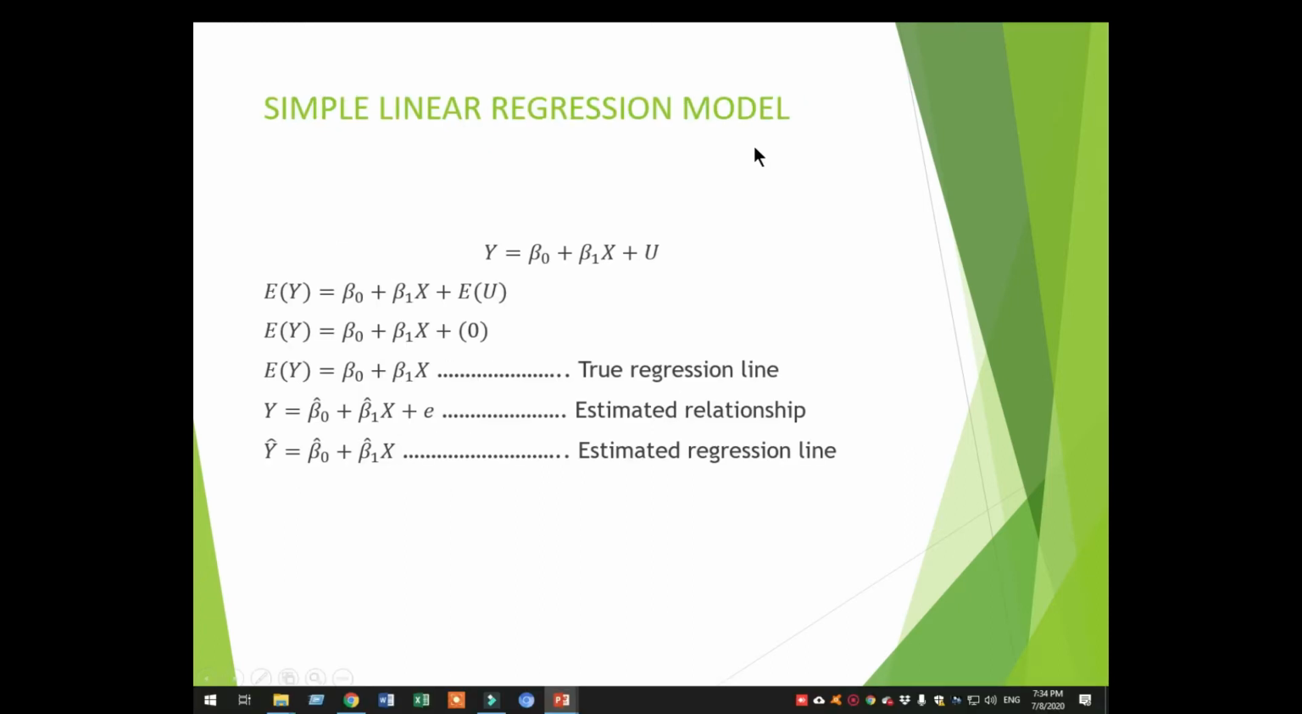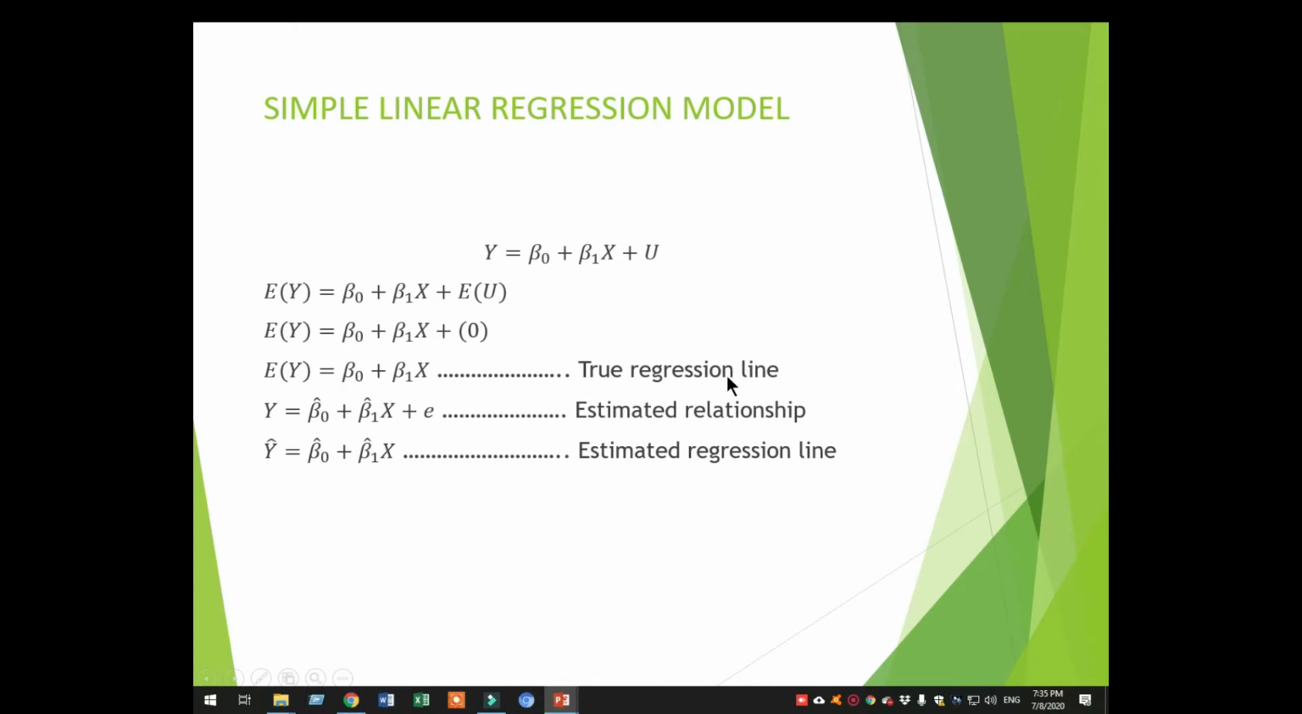So in the case of the simple linear regression model, we had this kind of model, y is equal to b0 plus b1 x plus u, and from these realizations we have structured the true regression line, we have structured the estimated relationship, and finally we have structured the estimated regression line as y cap is equal to b0 cap plus b1 cap x.